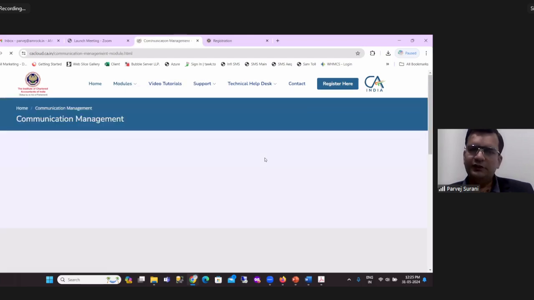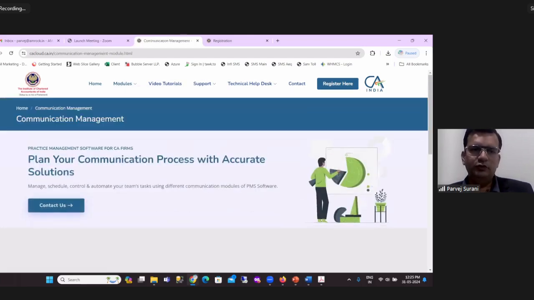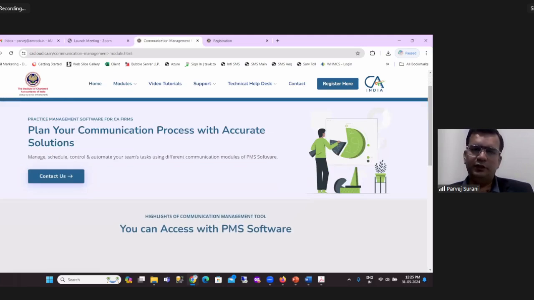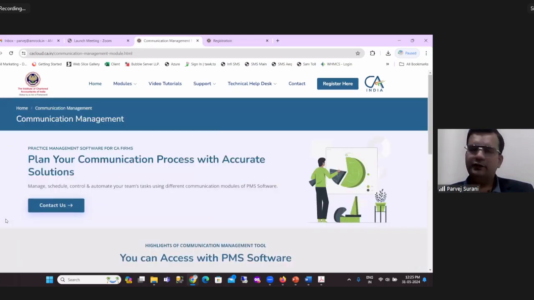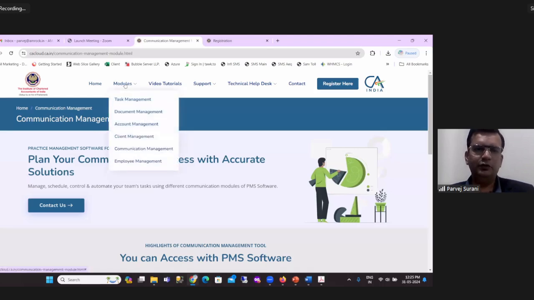Then communication management is also available. So you can plan your communication process with accurate solutions. Manage, schedule, and control your team's tasks using the different communication modules of PMS software. You can also set notifications at specific time intervals, so your communication becomes very strong for your clients. And you can also send notifications on time to your clients regarding their services.